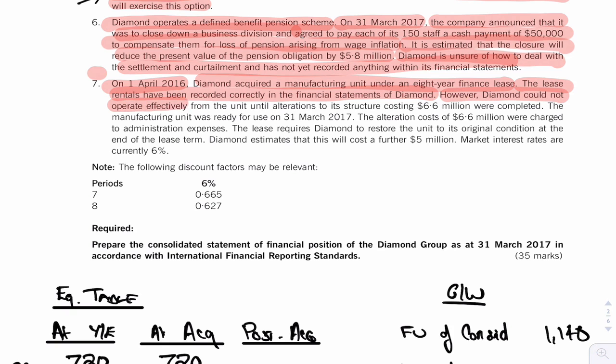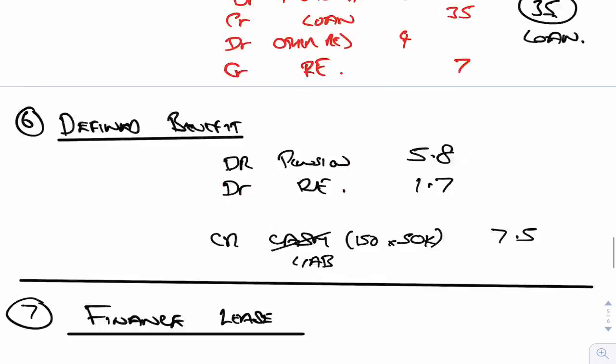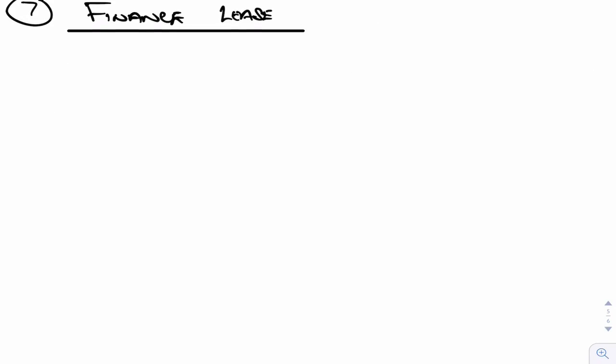However, they could not operate efficiently from the unit until alterations to its structure, so structural alterations for 6.6 were completed. The manufacturing unit was ready for use at the end of the year. The alteration cost of 6.6 was charged to admin. Well, it shouldn't, should it? It shouldn't be charged to admin. It's a structural thing. So I'm going to debit PPE with 6.6, and I'm going to credit retained earnings because it had gone to income statement, so it had gone to retained earnings. So I'm going to credit that with 6.6 as well.